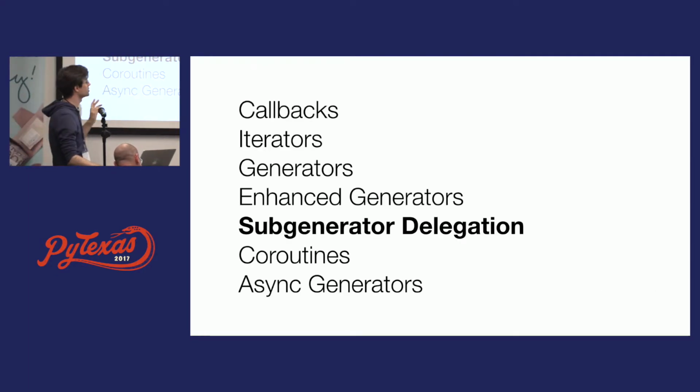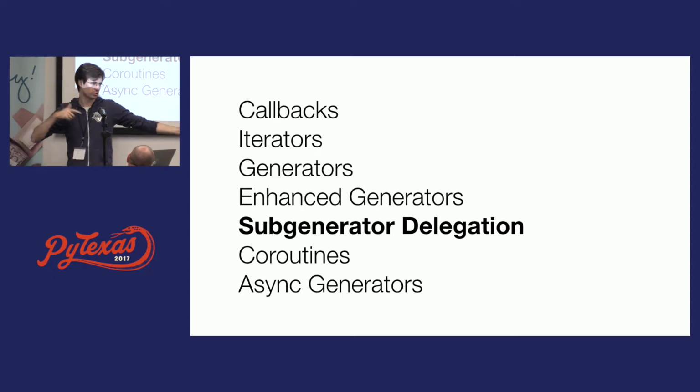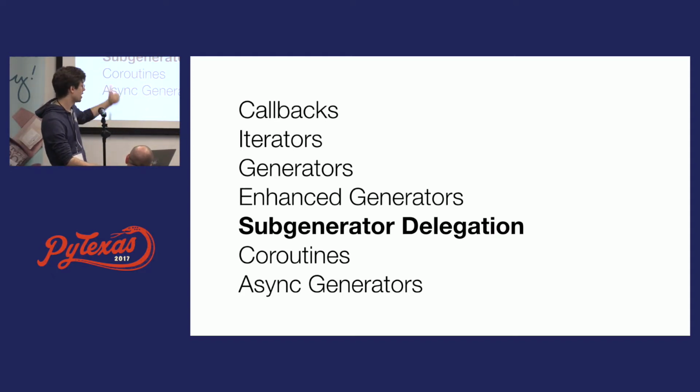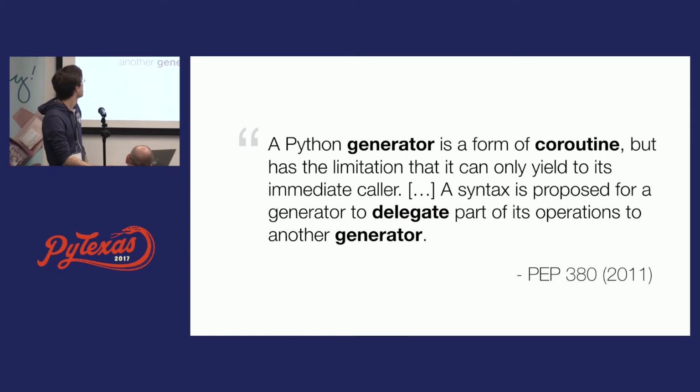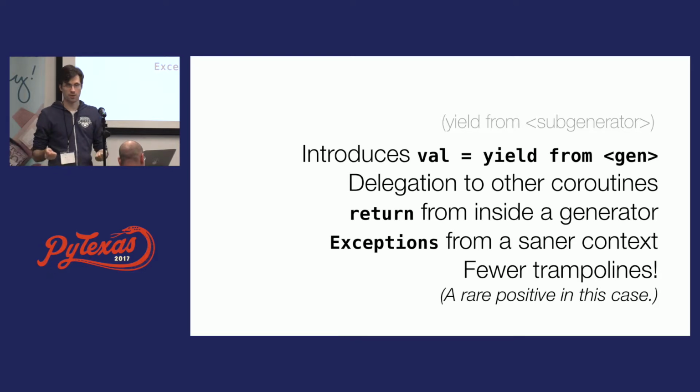Subgenerator delegation is sort of the problem that I was talking about a minute ago, where you have these nested generators, and you need to delegate values or delegate control back further in the stack without having to write all the boilerplate around every stage of the generator. And so this is essentially PEP 380. They said the same thing. Delegate part of the operations to another generator further down the stack. It can only yield to its immediate caller is the problem. Let's delegate to further generators down the stack. This is yield from. This was introduced in Python 3.3.